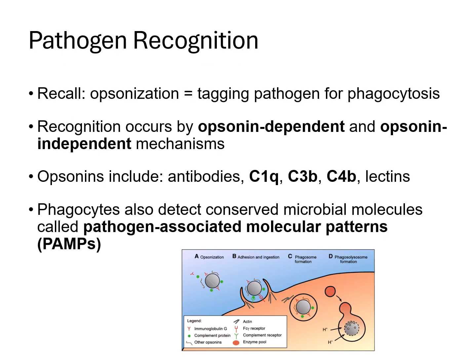Now let's look at pathogen recognition. This is how phagocytes recognize pathogens, and there are two main strategies. One is opsonin-dependent recognition. This is when pathogens are coated with opsonins, including antibodies or these complement factors or proteins like C1q, C3b, C4b, or lectins.